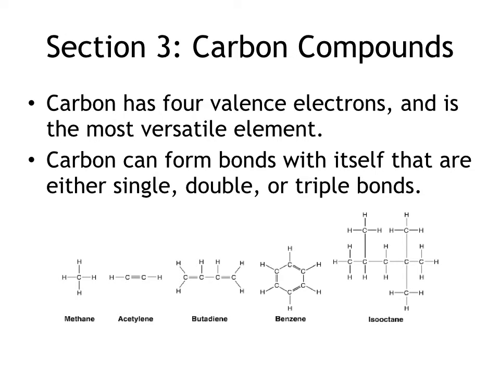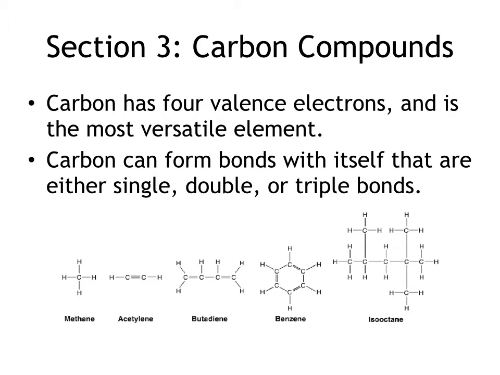So if we look at these different compounds down at the bottom, we see the first one, methane, where it's formed 4 bonds with 4 individual hydrogens. Hydrogen can only form 1 bond, so it makes it an ideal bonding partner. So right here we have methane with 1 carbon in the center bonded to 4 hydrogens.